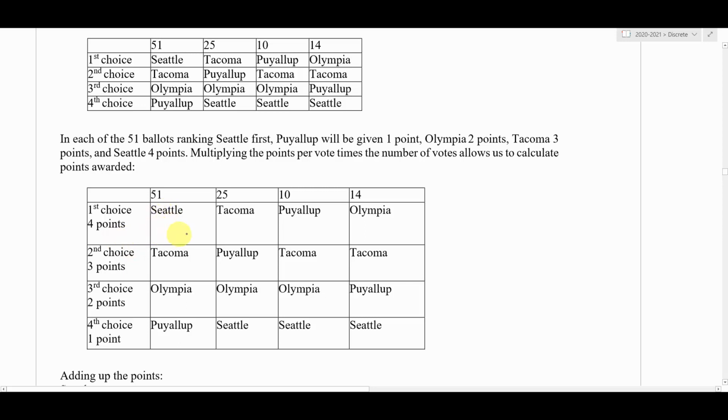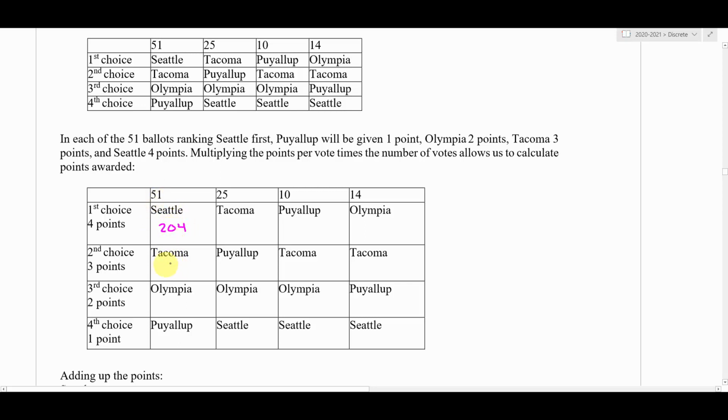All right, so Seattle got a first place finish in this particular schedule here. And remember, a first place vote is worth 4 points. And there were 51 people who gave Seattle a first place vote. So I'm going to do 51 times 4 points here. And Seattle would get 204 points for this position on the preference schedule.